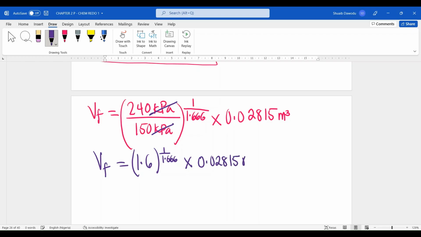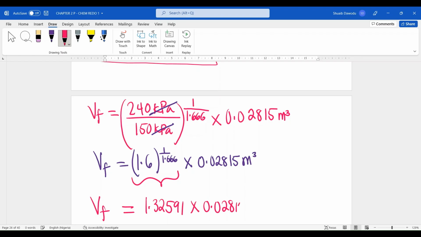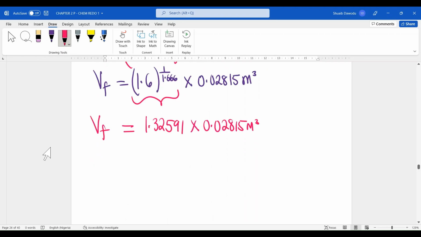0.02815 meter cube. So putting this part of the information in the calculator, we end up with 1.32591. Okay, so V final is equal to that times 0.02815 meter cube. So when you multiply both, 1.32591 times 0.02815, you end up with 0.03734 meter cube. So that is basically it.